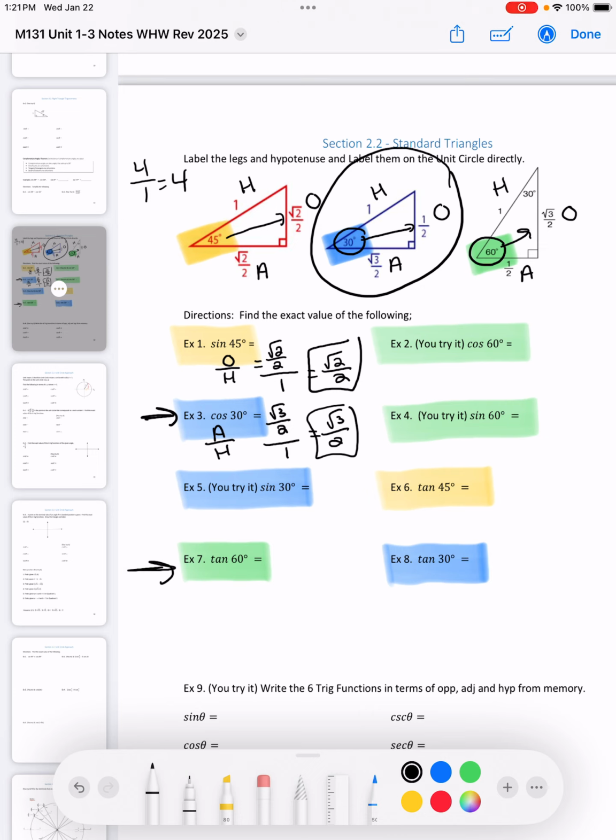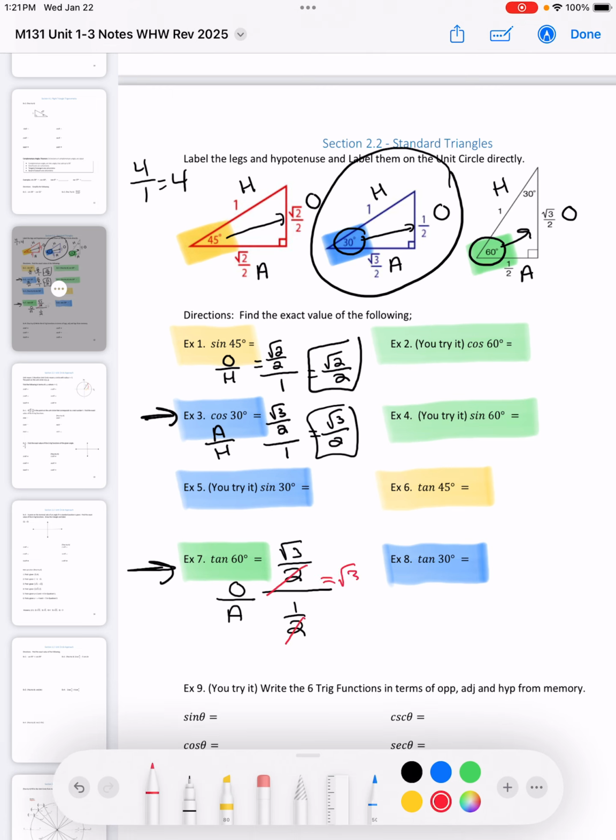The tangent is the opposite over the adjacent. So in this one, that would give me square root of 3 over 2 divided by 1/2. Now, we can reduce this down. Both the numerator and the denominator have a 2 in the denominator. That's going to give me the square root of 3 over 1, which just reduces to the square root of 3.